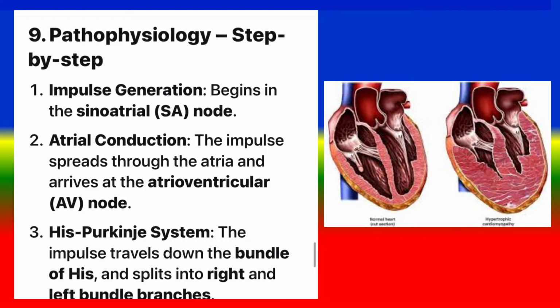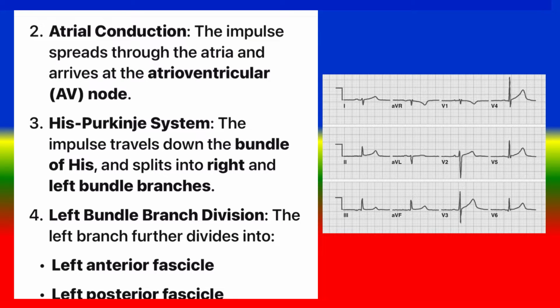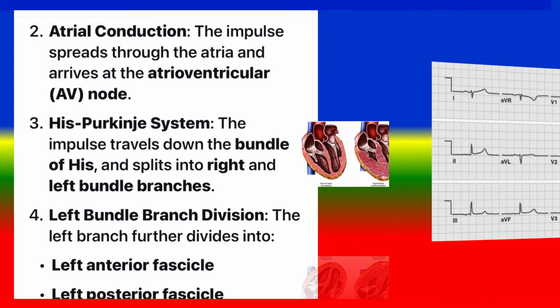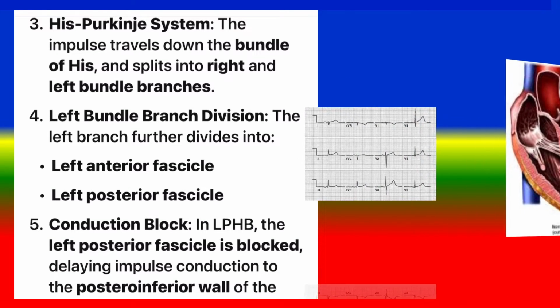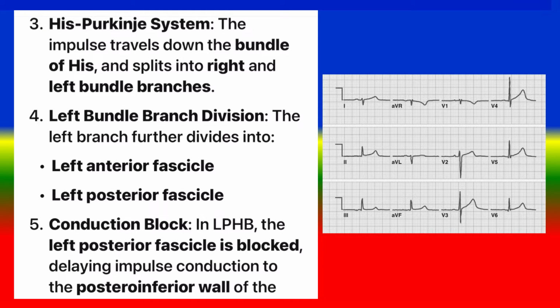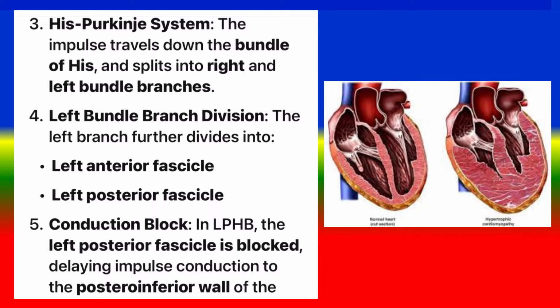9. Pathophysiology, step by step. 1. Impulse generation begins in the sinoatrial, SA, node. 2. Atrial conduction. The impulse spreads through the atria and arrives at the atrioventricular, AV, node. 3. His-Purkinje system. The impulse travels down the bundle of His and splits into right and left bundle branches. 4. Left bundle branch division. The left branch further divides into left anterior fascicle and left posterior fascicle.